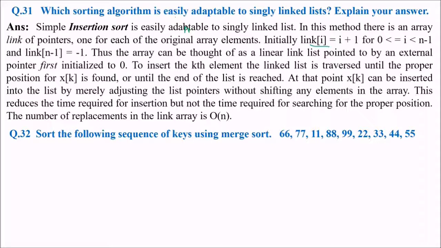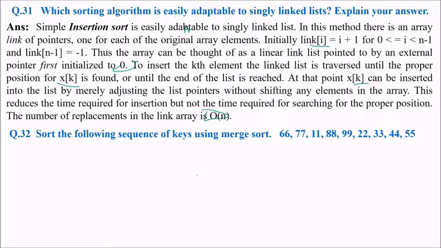So the array can be thought of as a linear linked list pointed to by an external pointer first, which is initialized to 0. To insert the kth element, the linked list is traversed until the proper position of xk is found, or until the end of the list is reached. Then xk can be inserted into the list by merely adjusting the list pointers without shifting any elements in the array. This reduces the time required for insertion, but not the time required for searching for the proper position. The number of replacements of the link array will be of order n.